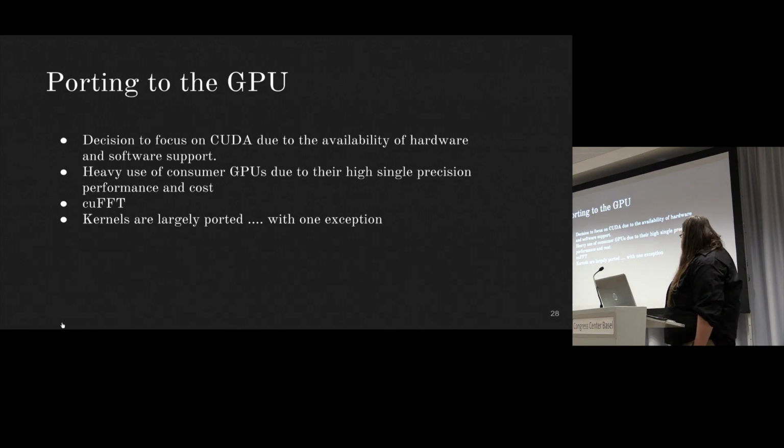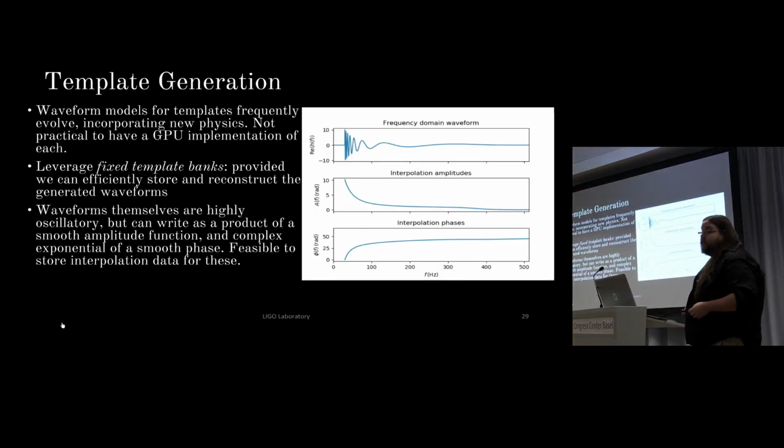So the kernels I just mentioned are largely ported with one exception, which is somewhat difficult, and that's the template generation. So this is the thing we actually need to be correct. This is what we expect the signal to look like. We need this to actually be able to find it in the data.